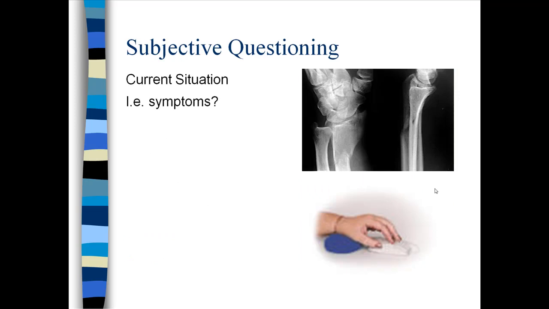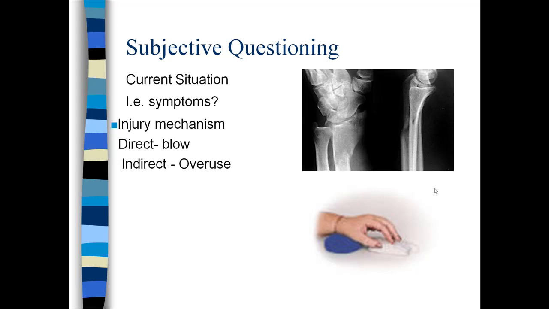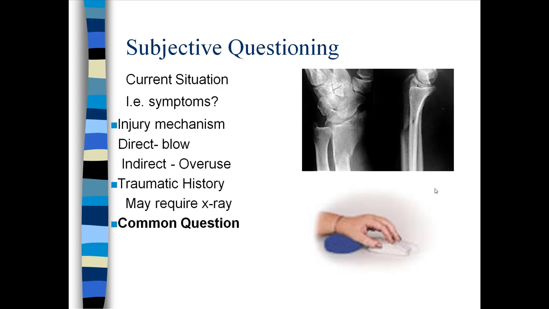So, when we look at the assessment itself, we start off with a typical subjective questioning. For example, what's the current situation? What do you feel? What are your symptoms? Is it pain? Is it stiffness? Is it loss of function? How did you injure it? Is it an overuse or is it a traumatic injury? If it's traumatic, does it require an X-ray?